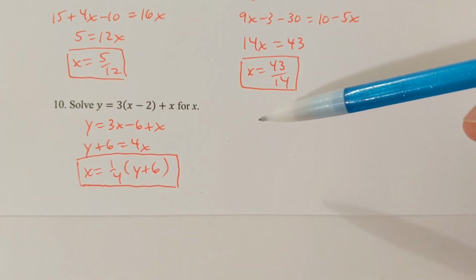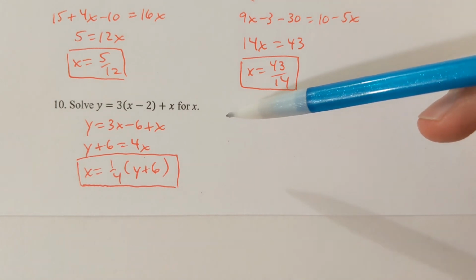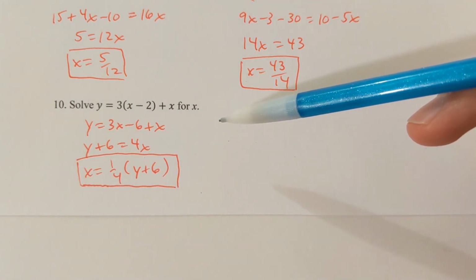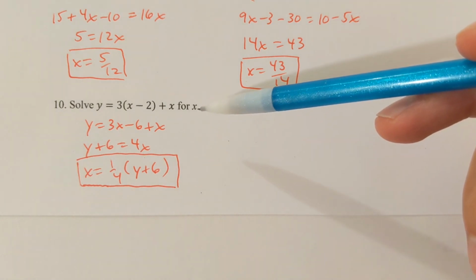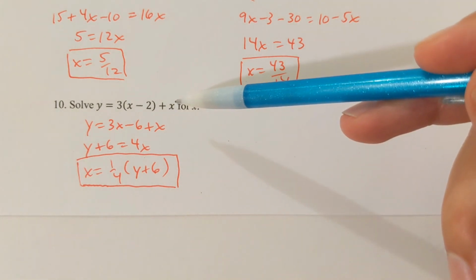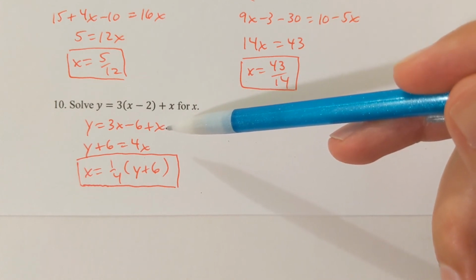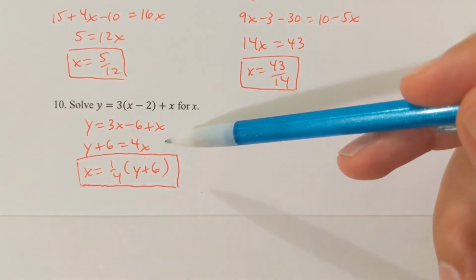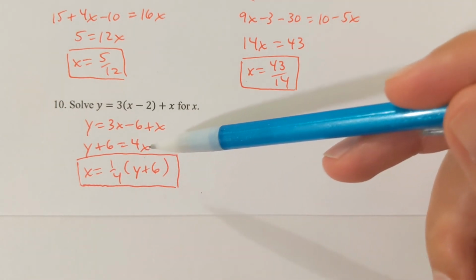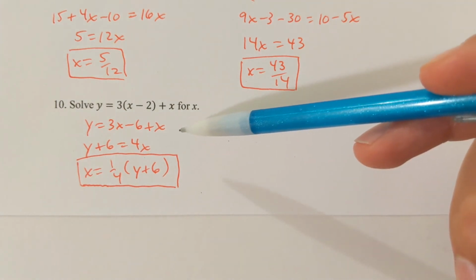In this problem, solve y equals 3 times x minus 2 plus x for x. Okay, so solve for x. 3x minus 6 plus x. 3x plus x is 4x. If I add 6 to both sides, y plus 6 equals 4x. Divided by 4, x is equal to 1/4 times y plus 6.